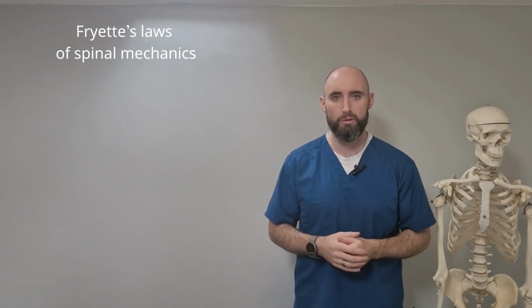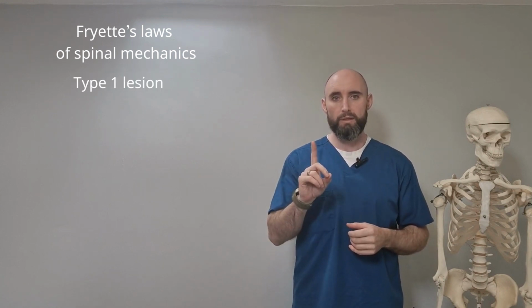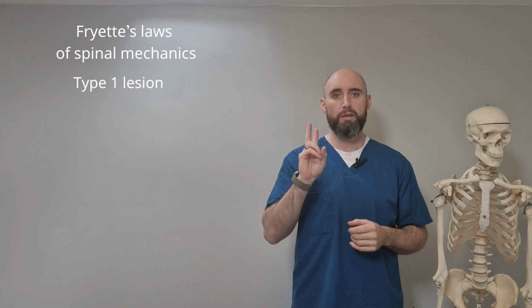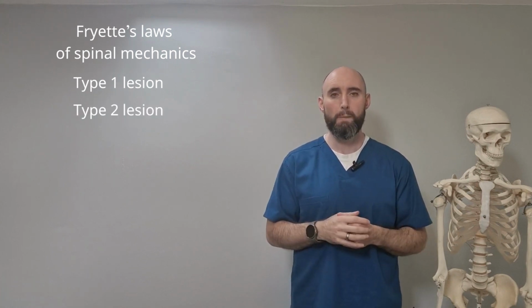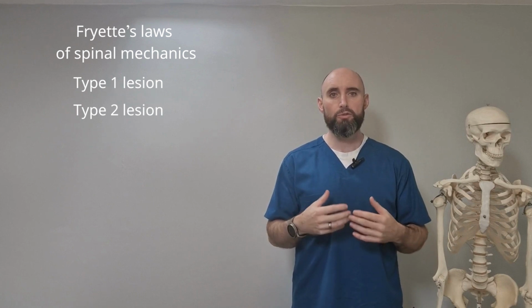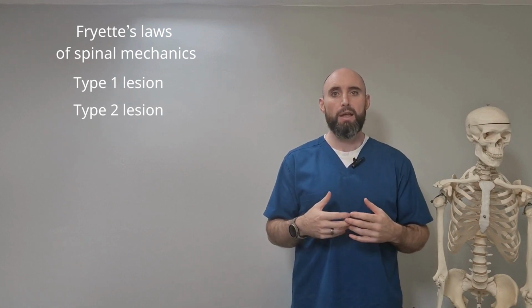Hello everyone and welcome back. In this video we're going to discuss Fryette's laws of spinal mechanics. With Fryette's laws we have two main principles: a type 1 lesion and a type 2 lesion. Now lesion is just a fancy word for problem, so what we mean by that are two separate sets of mechanical issues.